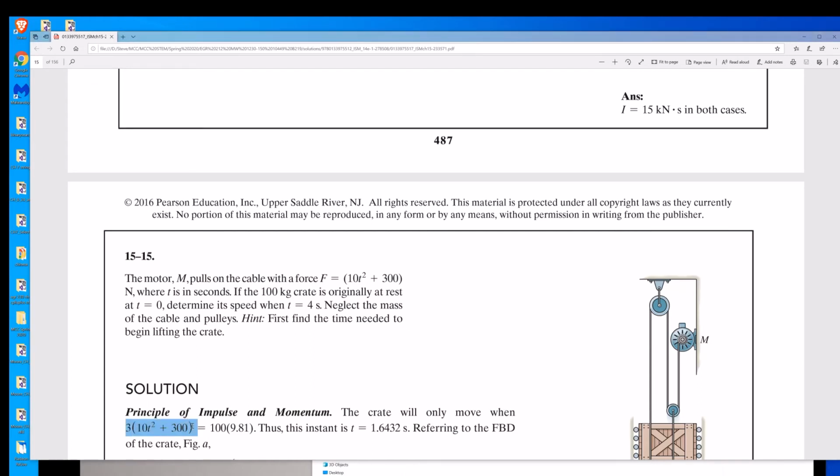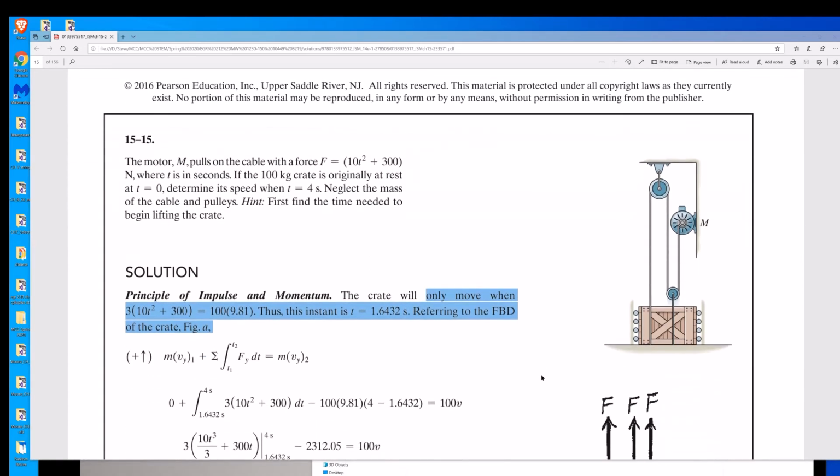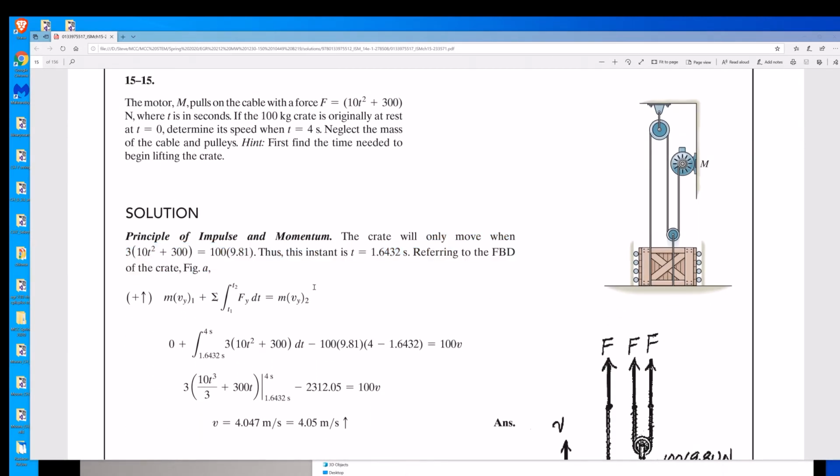So here's F equals the mass times gravity, and here's my F equals ma. We don't have any motion until t gets to the point where this force on the crate is more than the weight. If you solve for t, you come up with t equals 1.6432 seconds. That's just looking at the free body diagram. So here's our linear impulse and momentum equation.